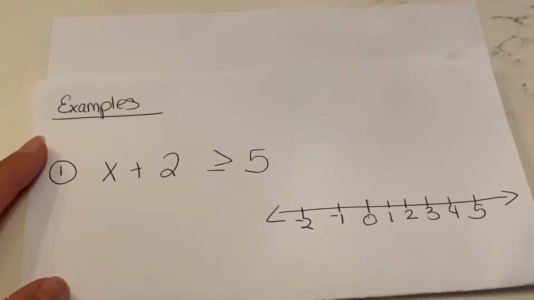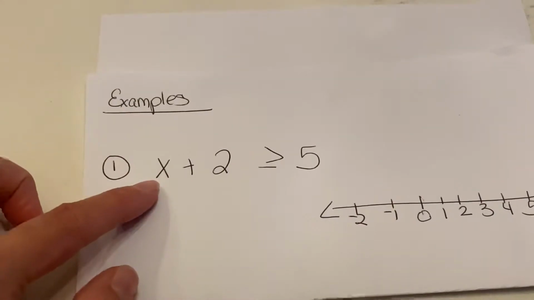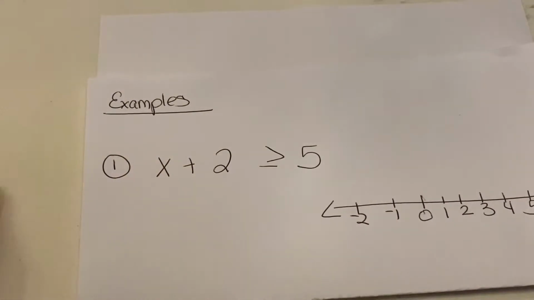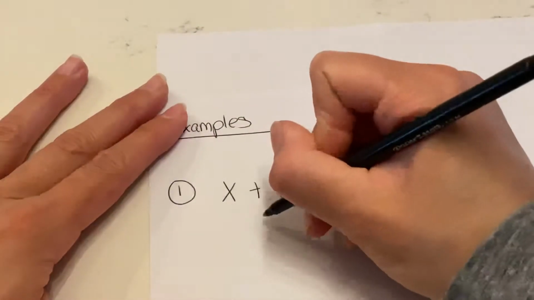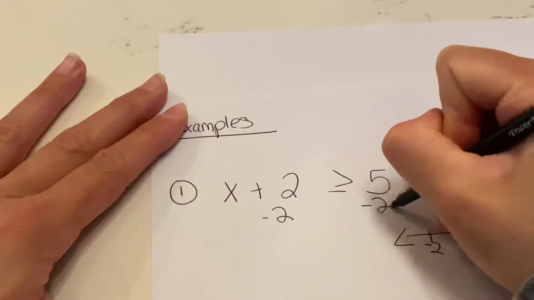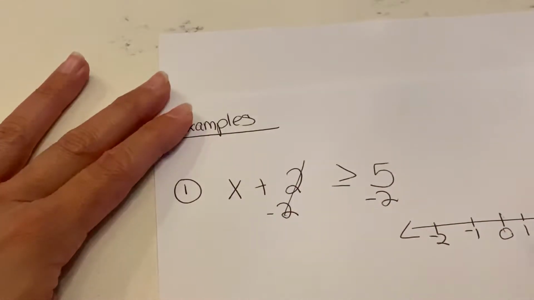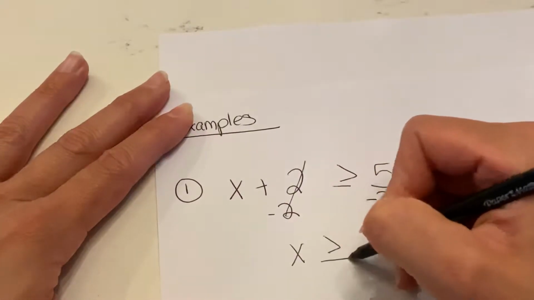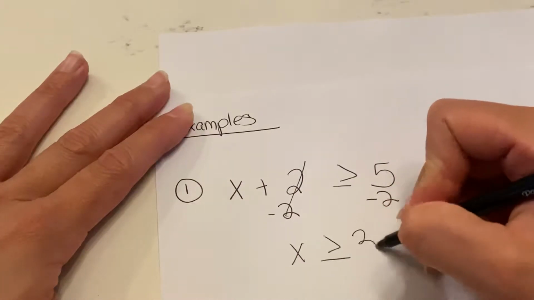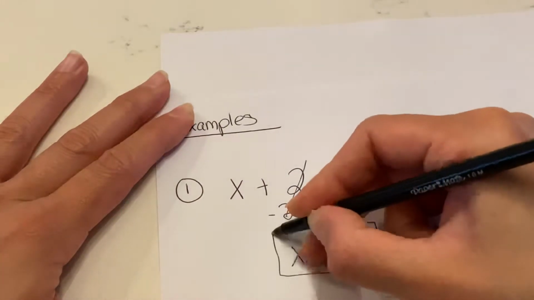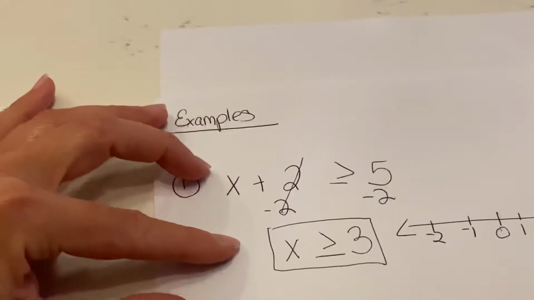All right, so my first step is to isolate the X. So what's the opposite of adding the 2? Hopefully we remember. I need to subtract 2 from both sides. 2 minus 2 gives you 0. You're left with X is greater than or equal to 5 minus 2, which is 3. So my solution set is X is greater than or equal to 3.